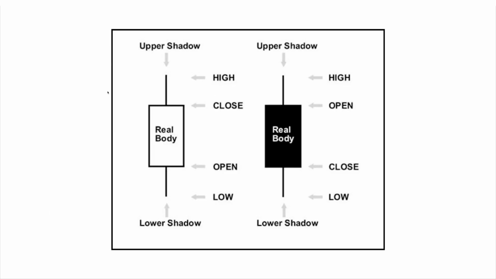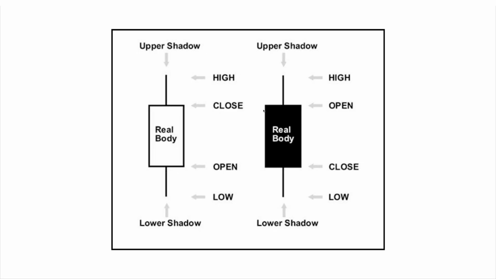So let's take a look at the Japanese candlestick. There's four components. We have an open, we have a close, we have a low, which is the lowest point price reached during that session. This is called a wick, or a lower shadow. And we have a high, the highest point price reached during that session, also known as an upper shadow, but I'm going to be referring to these as wicks.